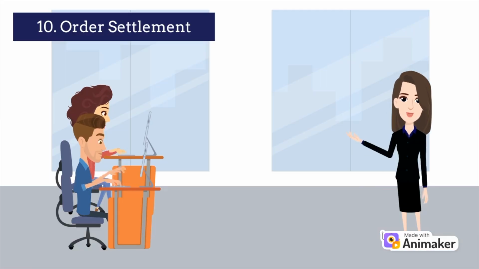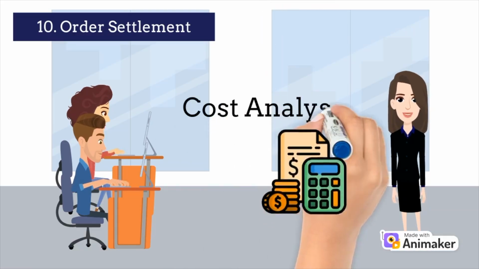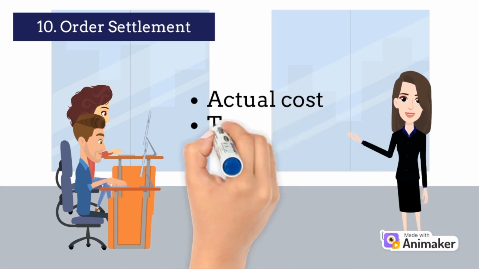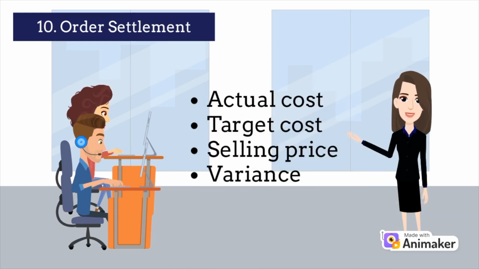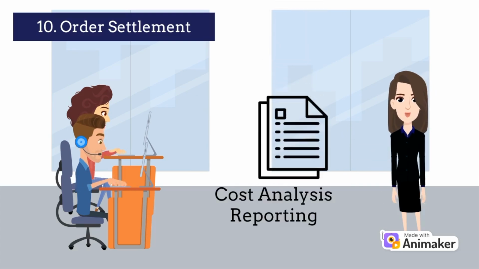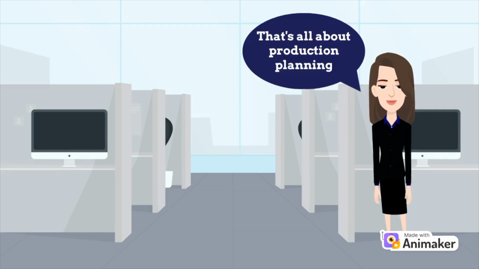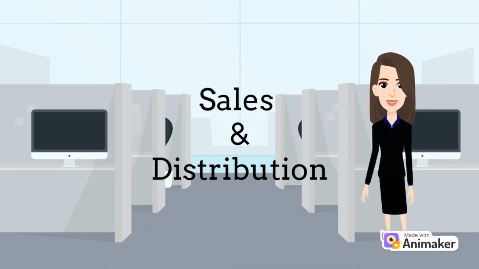Lastly, in this order settlement stage, it involves cost analysis, which calculates and analyzes the actual cost, target cost, selling price, and the variance between the target cost and actual cost. The cost analysis report is then created for future enhancement if needed. That's all about production planning. Let's continue to the last process, sales and distribution.